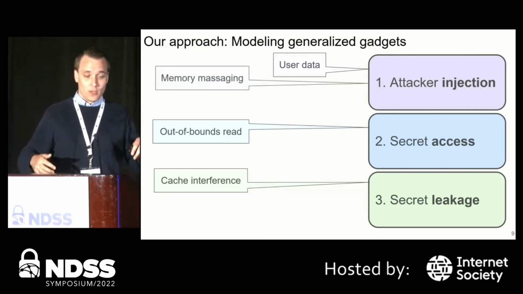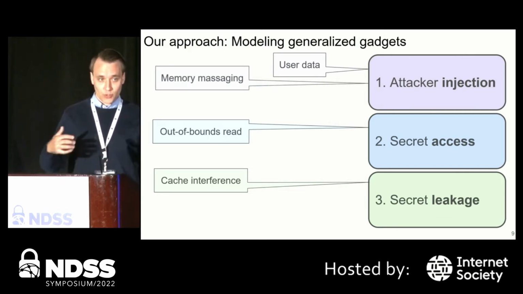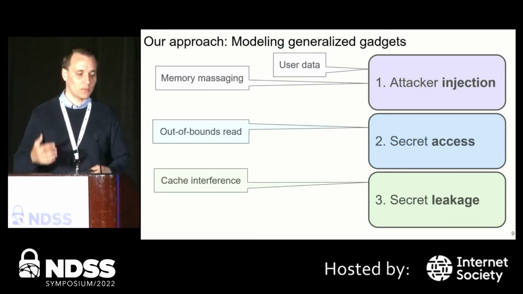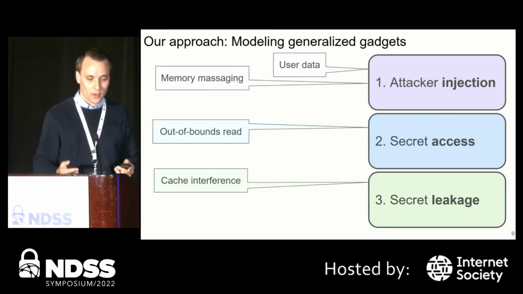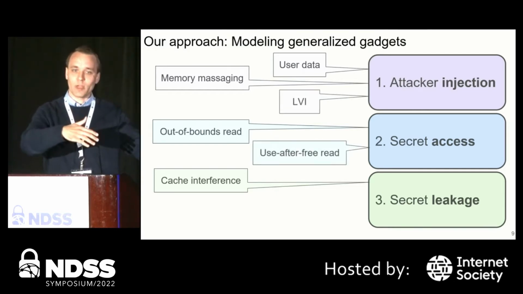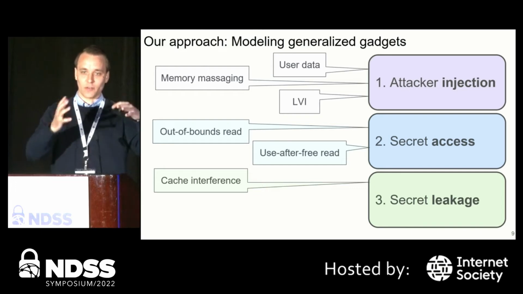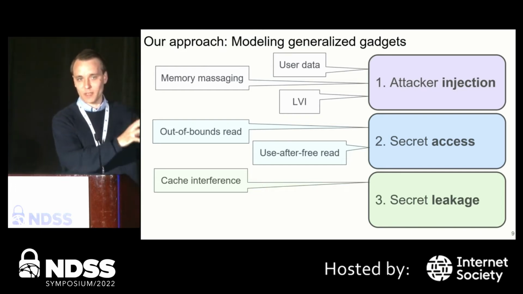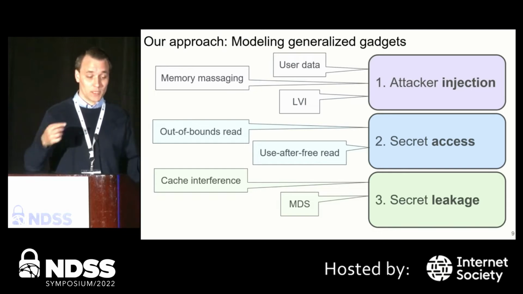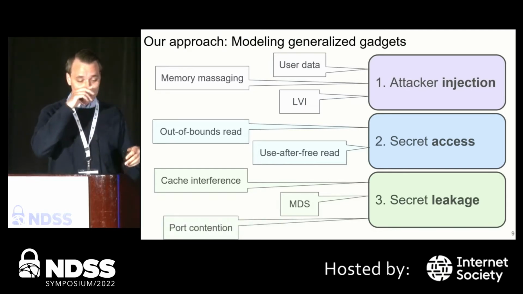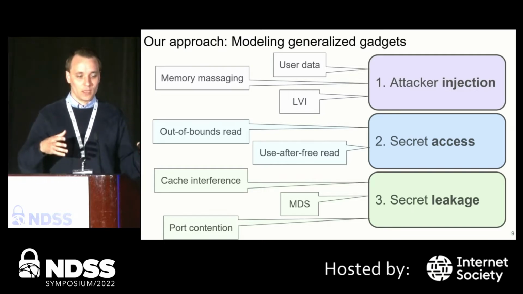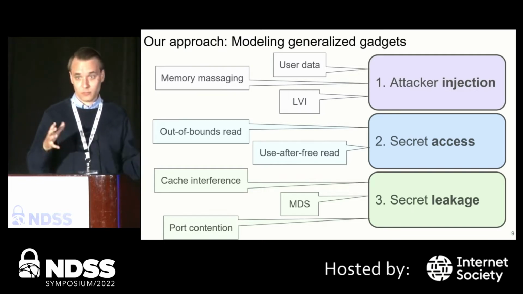In particular, there's transient memory massaging, which as far as I know, we're the first work to actually introduce as a concept. There's LVI, load value injection, which you can refer to the paper for more details on all these things, but I'll stick to the standard Spectre v1 example in this talk. There's use-after-free reads that can load secrets, and there's MDS that can leak the secrets. There's port contention, and there's all sorts of other covert channels. These are just the most relevant ones to the kernel at least.